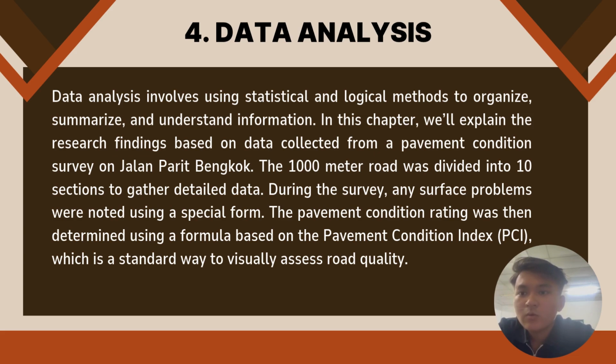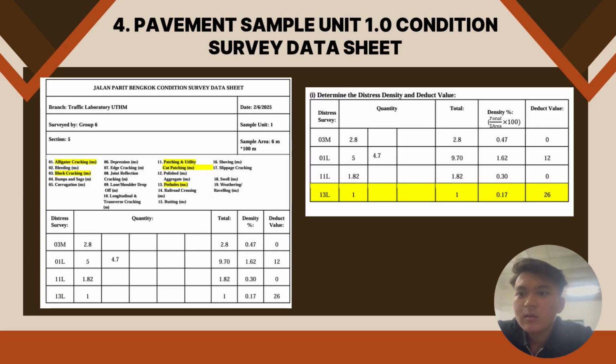To quantify the road quality, we use the pavement condition index or PCI, which is a standard method to visually assess pavement performance. This allows us to objectively determine the level of deterioration and surface problems. Here you can see the data sheet from sample 1 of our field survey. We recorded the type and quantities of visible pavement distress such as 03 alligator cracking, 01 block cracking, 11 patch and utility cut, 13 pothole.